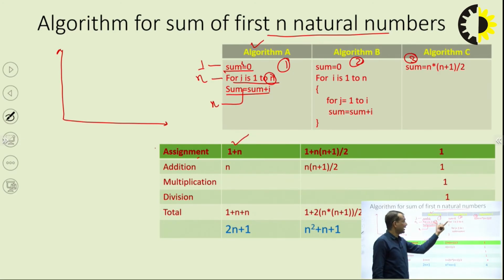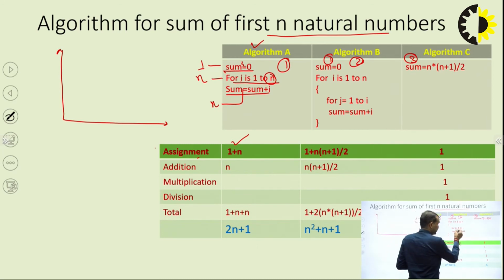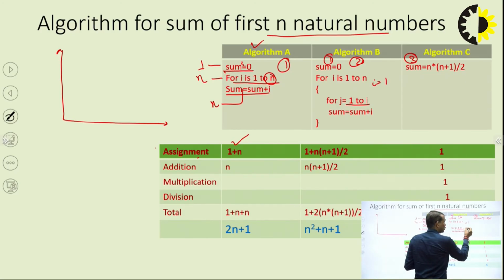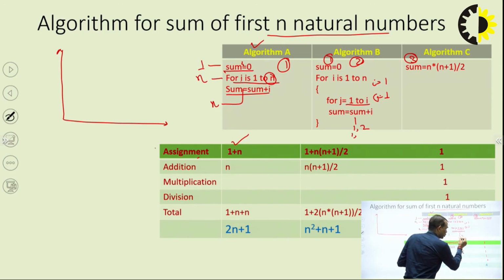Same way I check the assignments used in algorithm B. So this is 1. Again, now this loop runs. Where does j run up to? 1 to i. So when i equal to 1, j will execute 1 time. When i equal to 2, j will execute 1, 2. When i equal to 3, j will execute 1, 2, 3. So the first time the loop runs 1 time, the second time 1, 2, the next 1, 2, 3.